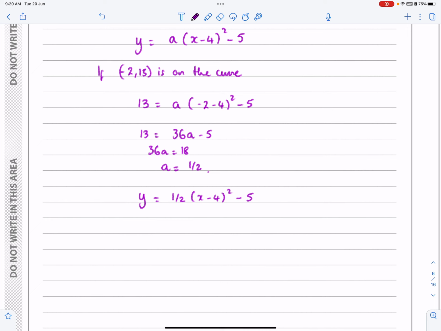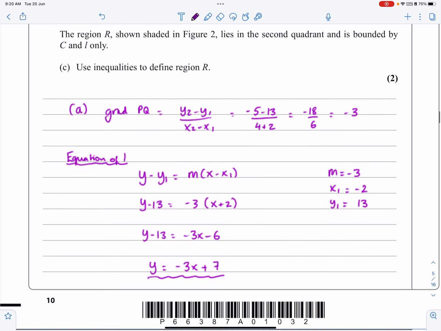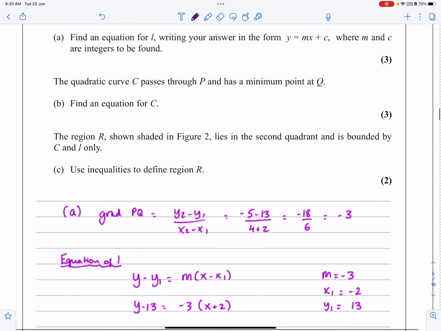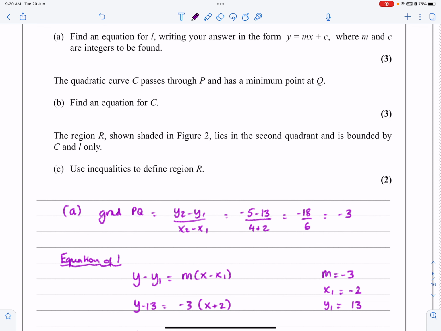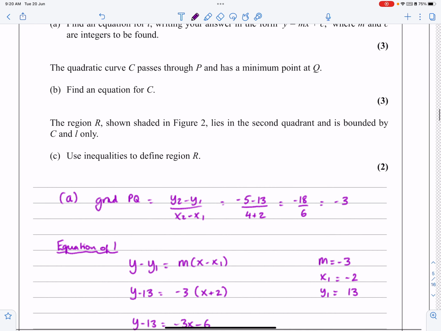Okay, so that's the equation for C. I don't need to do anything with it. I don't need to multiply it out if I don't have to. That's fine to have as my answer there. Just check that they didn't ask for anything else: find an equation for C. No, that's an equation for C, so that's absolutely fine. I've got no problem with doing that part.